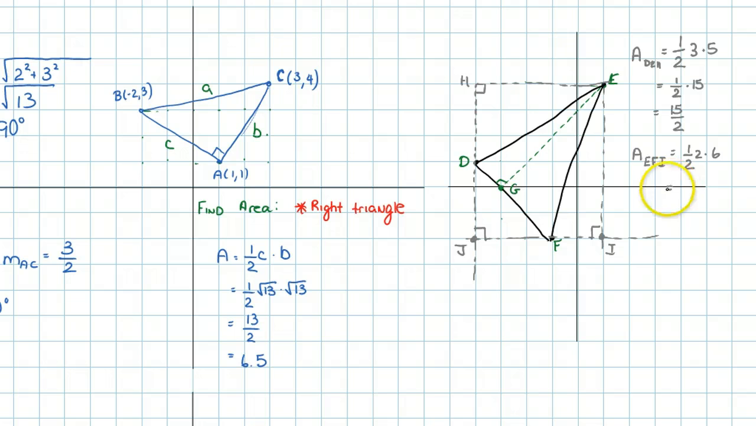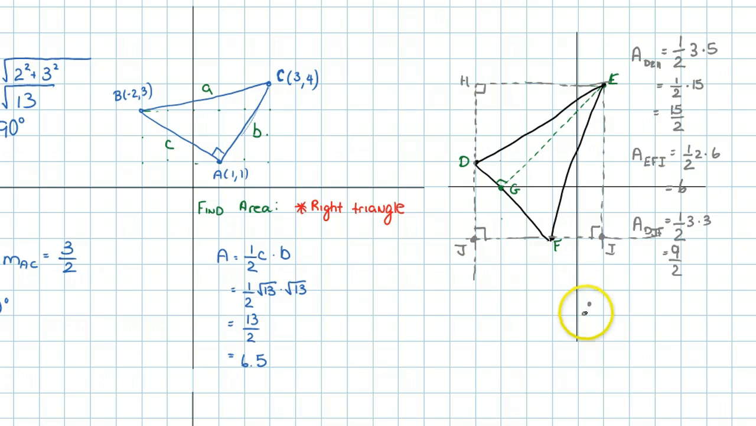So that's going to give me a value of 6, and then I'm going to find the area of DGF, and so that's going to be 1/2 times 3 times 3, which is going to give me 9 over 2.